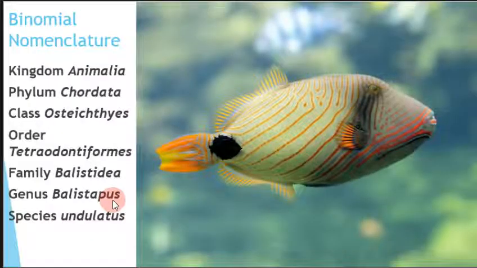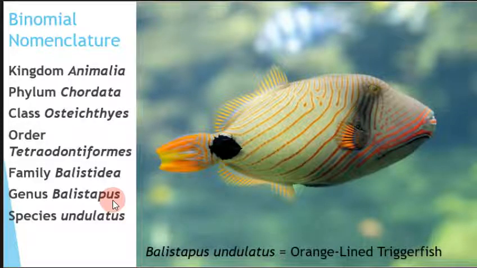Okay, so we're going to name one right here. Here's one. This is a fish in the ocean. It's in kingdom Animalia. Phylum Chordata, that means it has a backbone. Class Osteichthyes, which is fish. Order, all right, Tetraodontiformes. That sounds like maybe he has four teeth. Tetradonta, right? Family Balistidae. Genus Balistapus. Species undulatus. So those names all refer to Balistapus undulatus, the orange-lined triggerfish. It's got all those names.